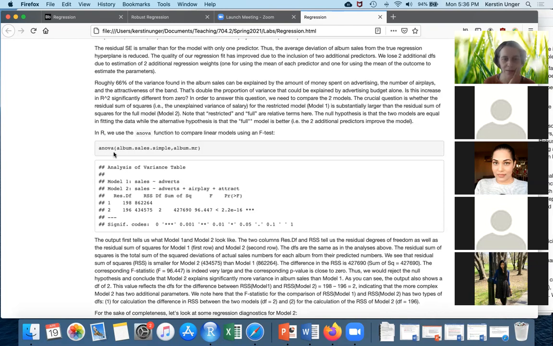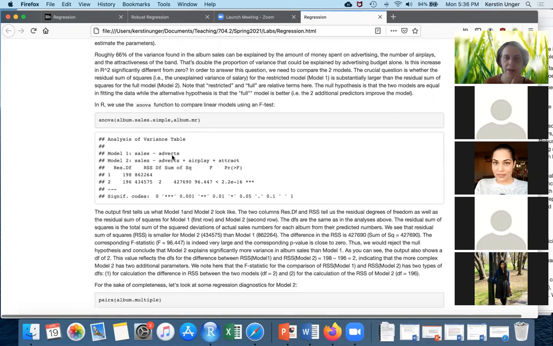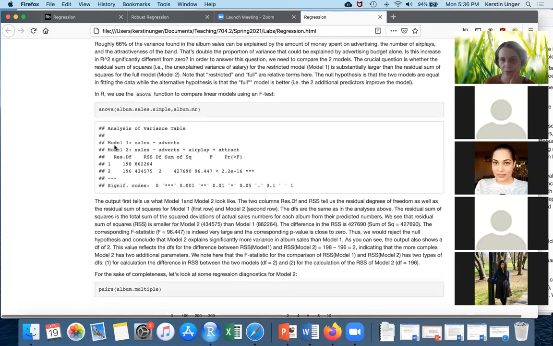Okay, so it's very easy. You just type ANOVA, and as arguments you pass your 2 models, and you always start with the restricted model. The restricted model is always your first argument, and the full model is your second argument. In this case, it's our simple regression model, which has only advertisement as predictor, and this is our model that has 3 predictors. And here you get your output. It first repeats the model equations for your 2 models, so you can double check that it's correct. And you can see that's what we did.